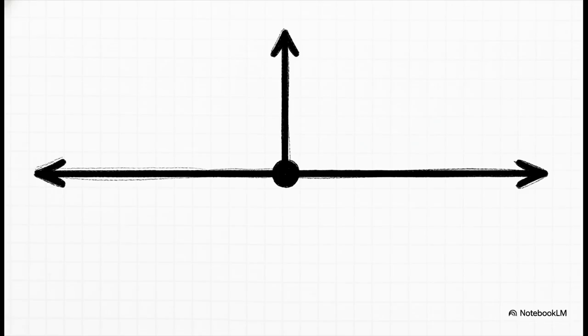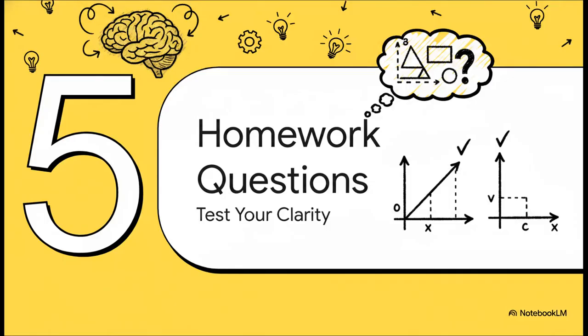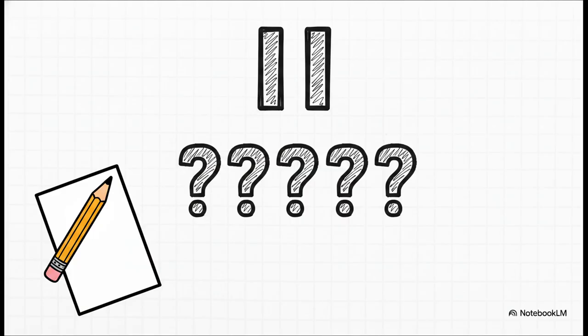Actually, think about it. You don't even need to plot these on a piece of graph paper to know exactly what the line looks like. You just have to spot the constant. Okay, section 5, practice homework questions. I highly encourage you to pause this explainer right now, grab some scrap paper, and apply these exact structural rules we just learned to solve these 5 problems.